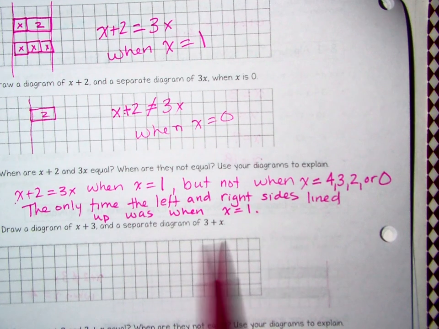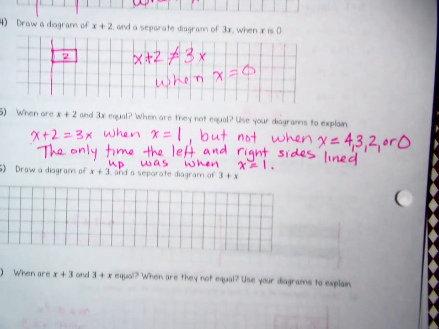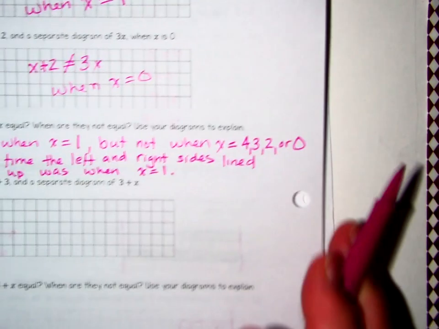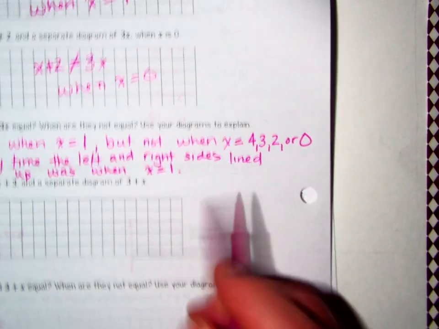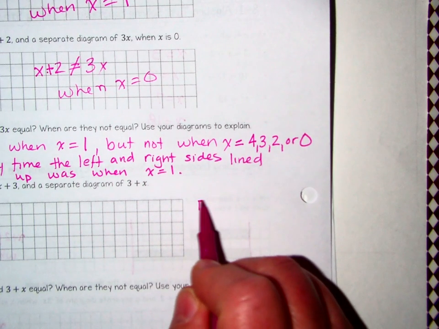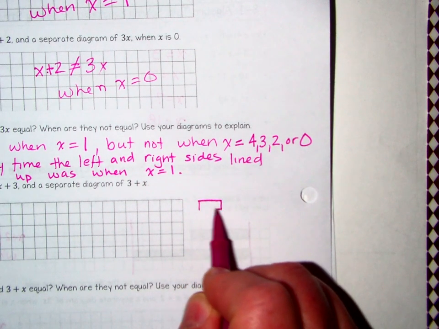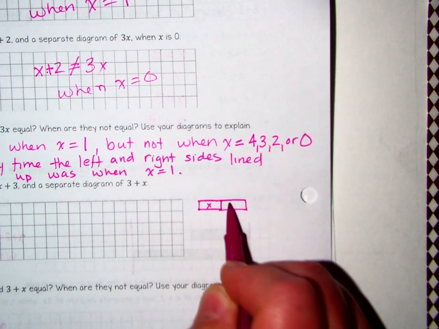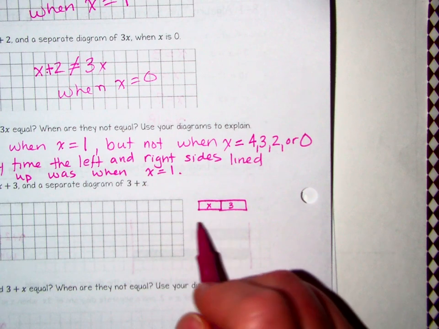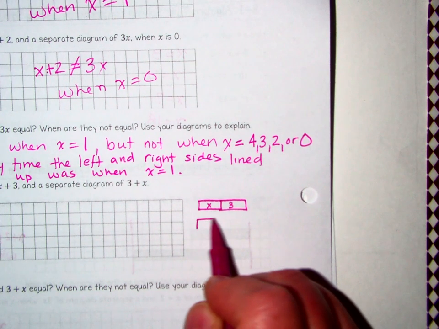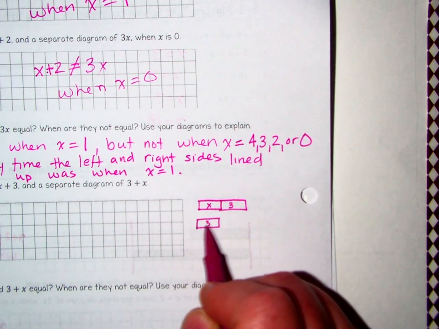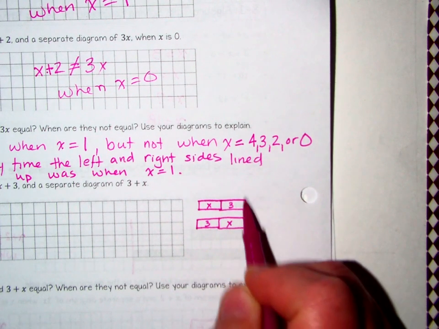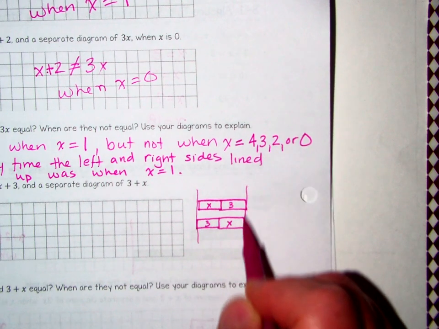Now, they don't give us a value of x here. So I'm actually just going to start this over on the side here because I really don't have a value for x. So I'm just going to draw a box and say, okay, that's my x, and that's 3. So that's my x plus 3, and then my 3 plus x is going to look like that. And I can see the left side and the right side line up.